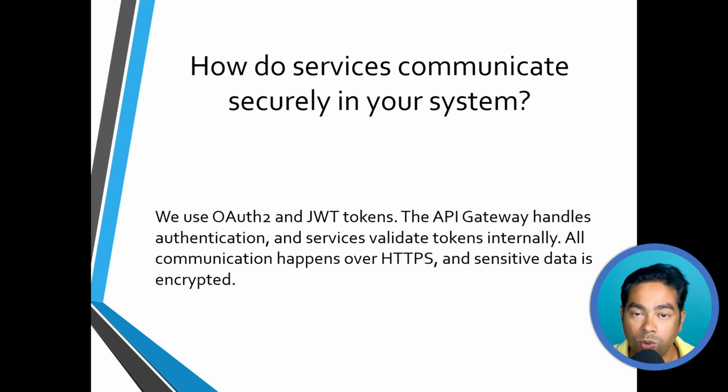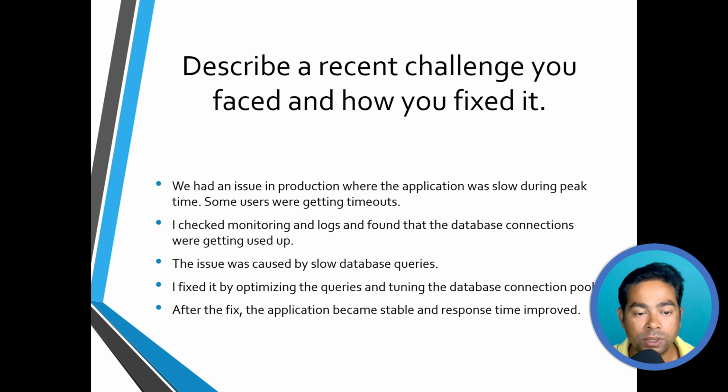So how are you securing your API communications or service communications? You can say we are using both JWT and OAuth2, and we are using HTTPS for sensitive data and encryption. All these things you can say. If they ask more about JWT and OAuth2, make sure that you know about it and you should be able to explain it. So let's move to the next question.